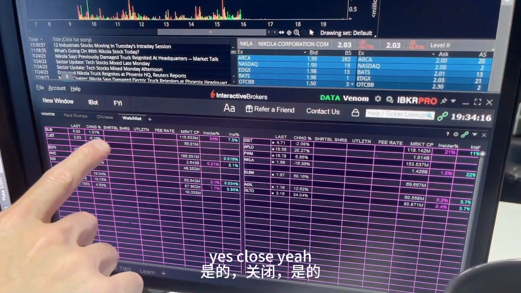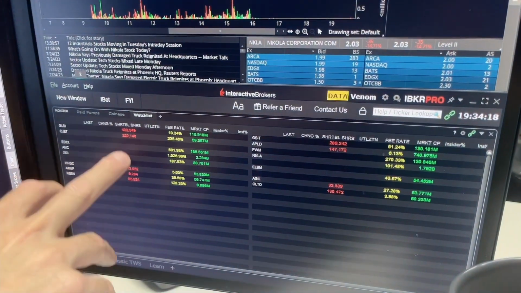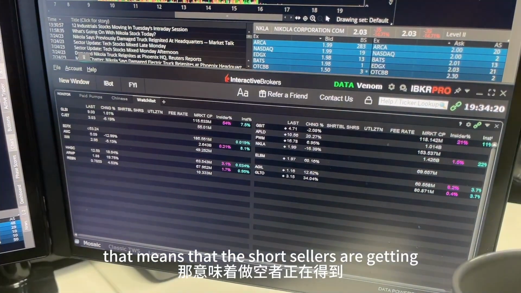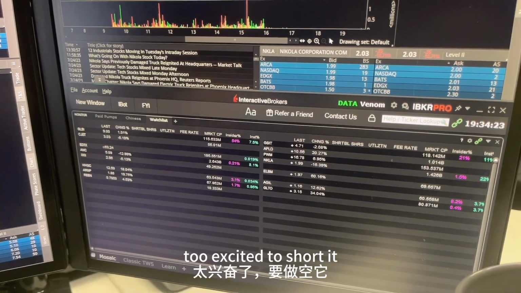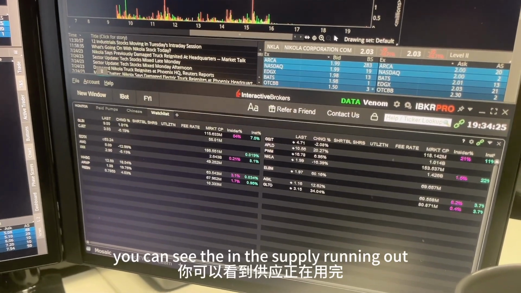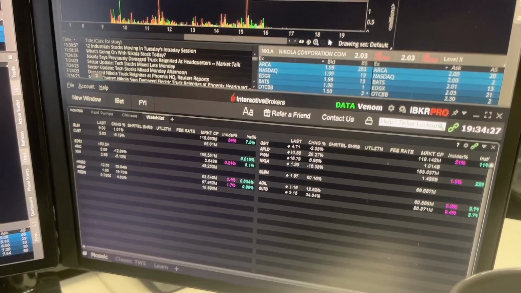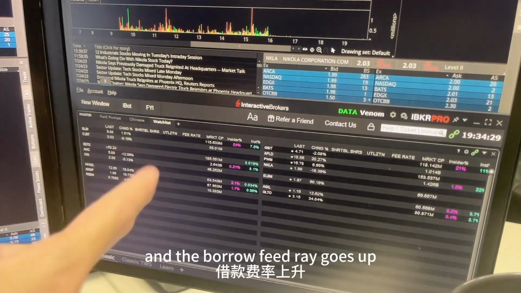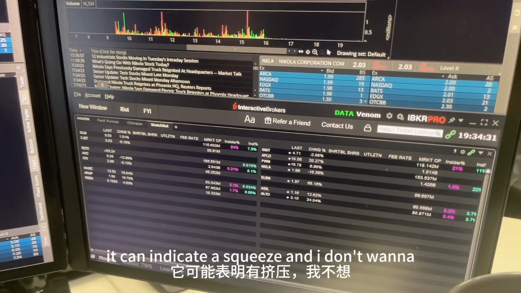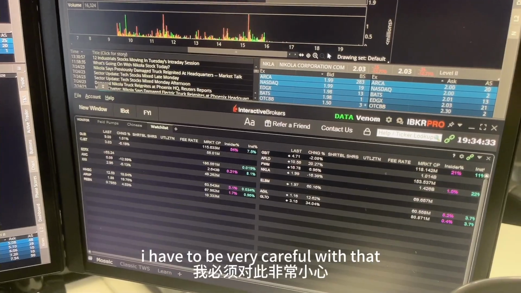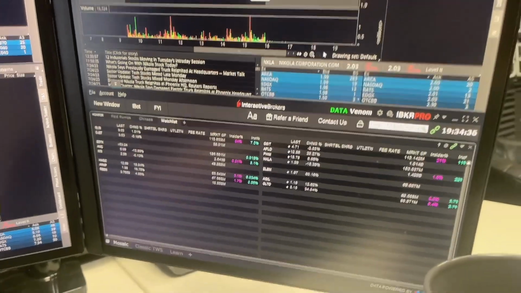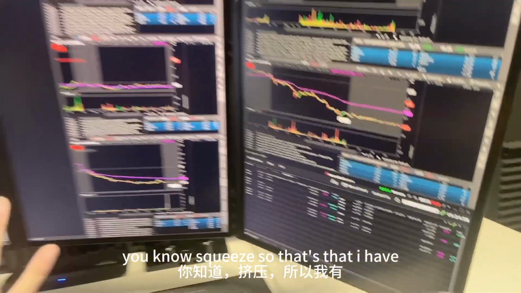Yeah, it's closed. During the day it'll show. So see, when the stock shares run out, that means the short sellers are getting too excited to short it. You can see the supply running out, and when the supply runs out and the borrow fee rate goes up, it can indicate a squeeze, and I have to be very careful with that. I see. You know, with a squeeze. So that's that.